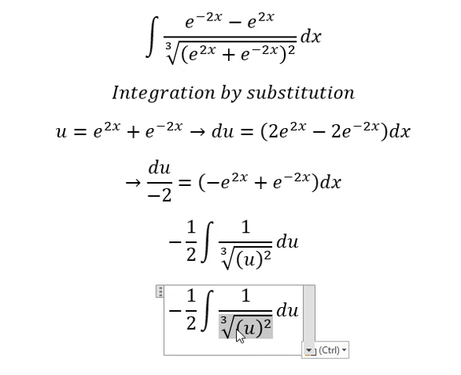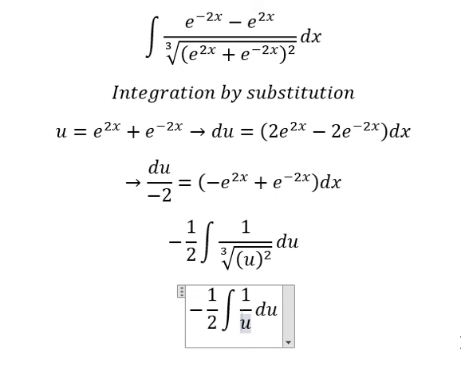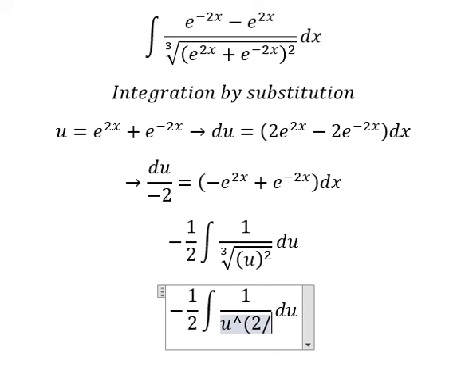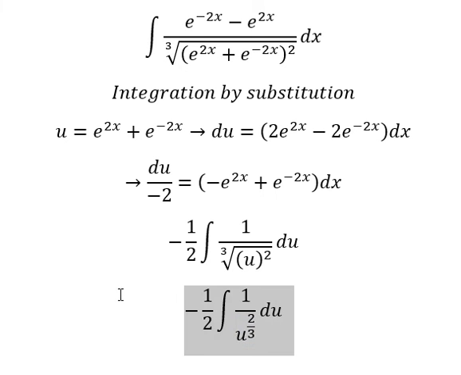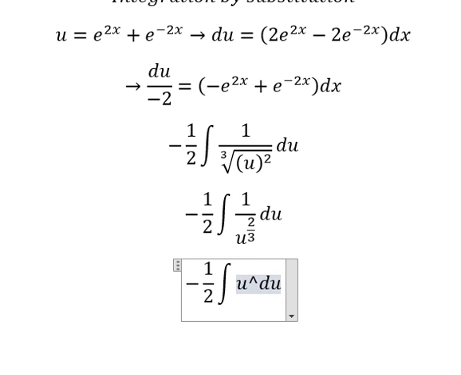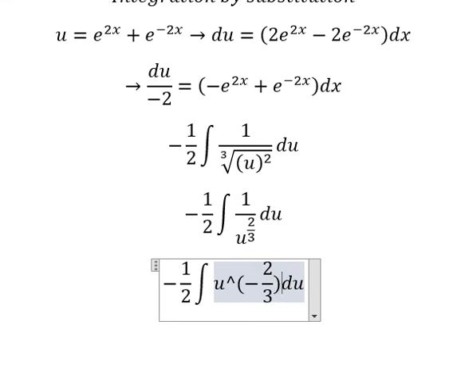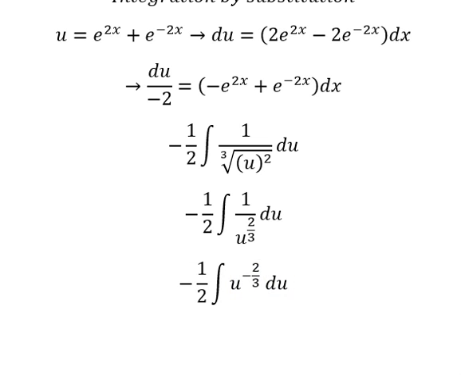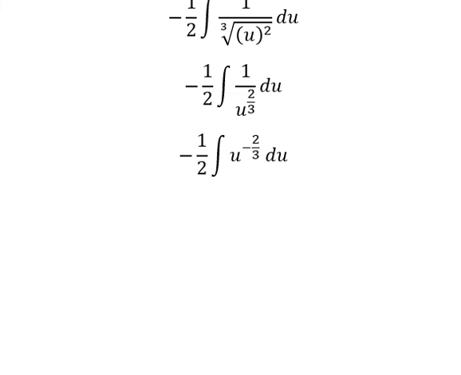So this one we have the power 2 and the cube root. We can put it into u to the power of 2 over 3. So if I want to put this one in the numerator, we have u to the power of negative 2 over 3. And now we can apply the formula in here.